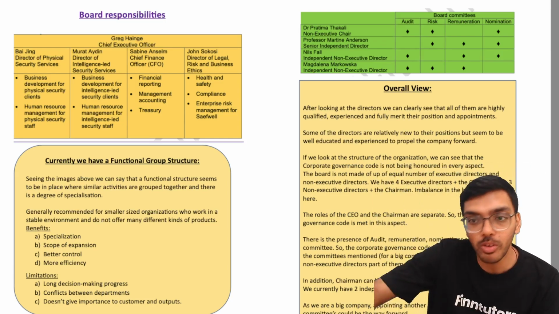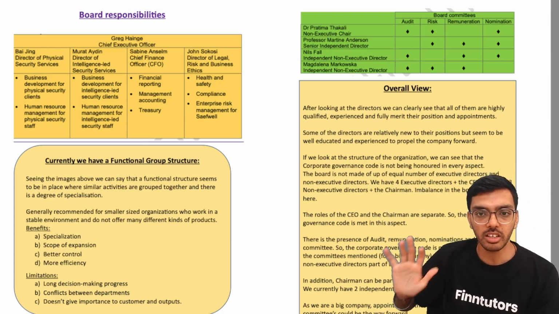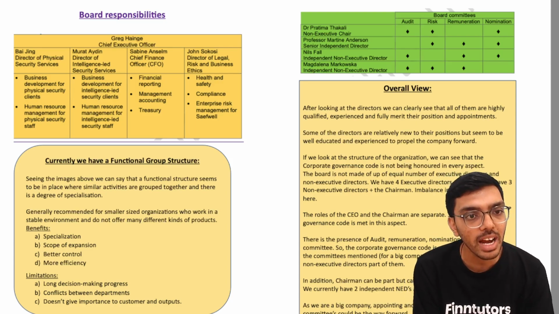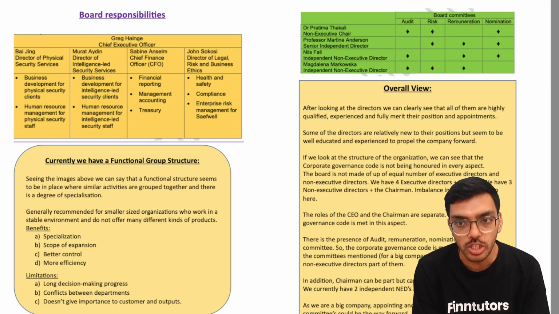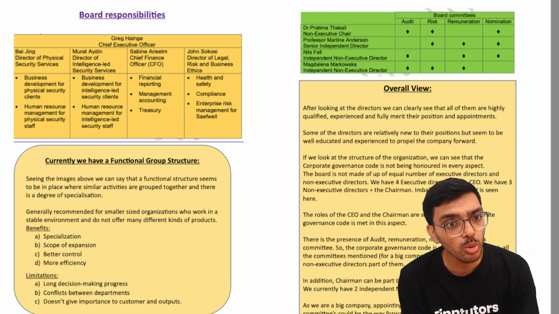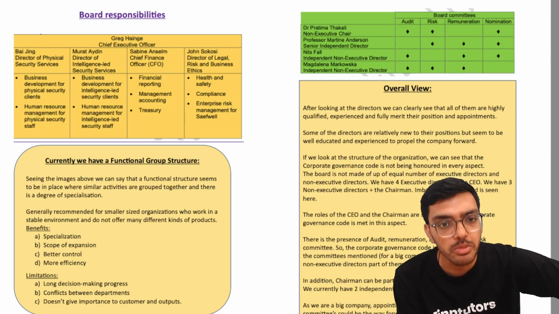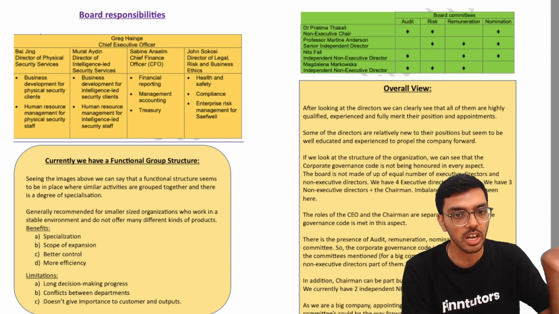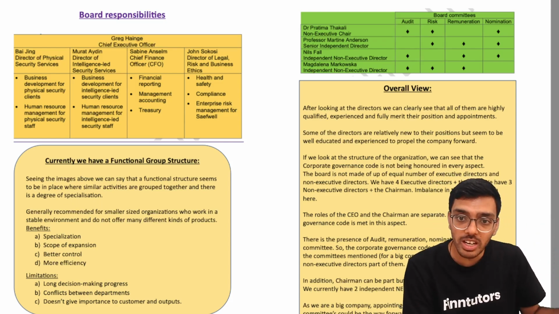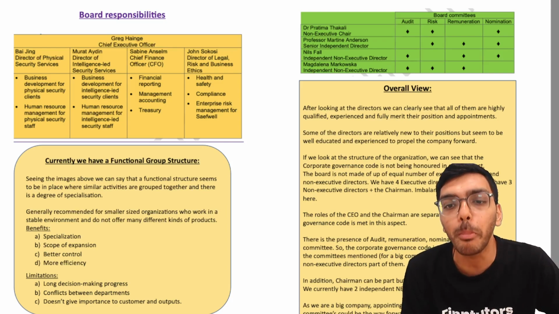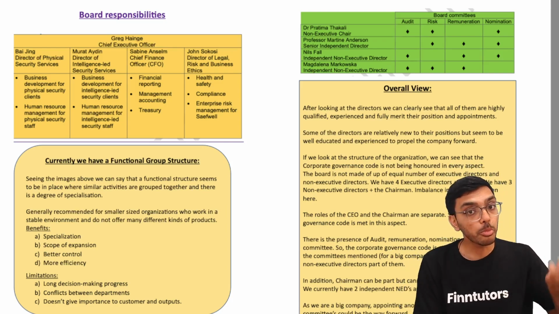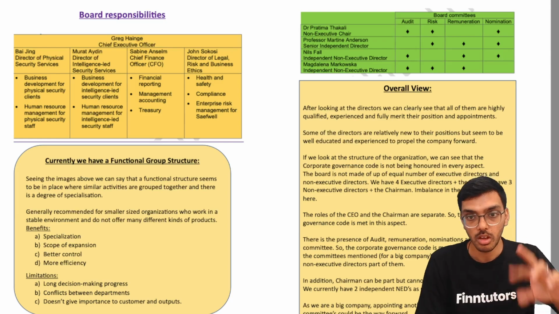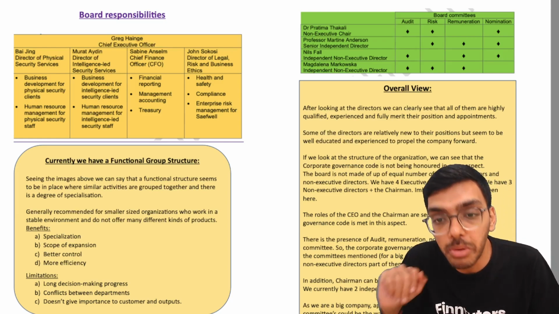But let's make an overall view now. Looking at all of my directors, executives, non-executives, we can clearly see that all of them are highly qualified, highly experienced, and they merit their positions. Some of the directors are new. They have been appointed to their roles in 2021, 2022, 2023. It's okay, but they have been working with the organization before that in another capacity. But they are well educated as well and experienced. So they will be able to propel the company forward. From corporate governance, the first tick mark is having these committees. It's a good thing. But also there are other corporate governance rules.